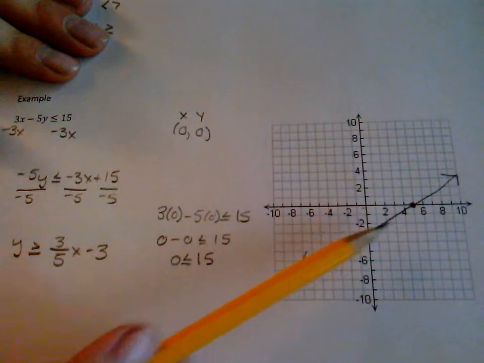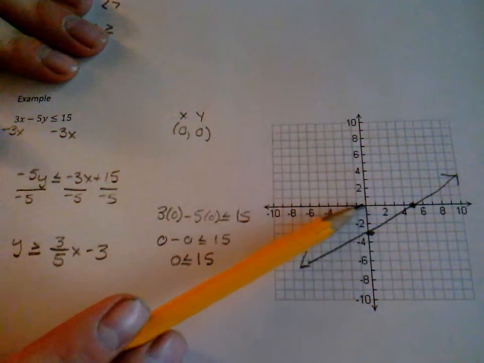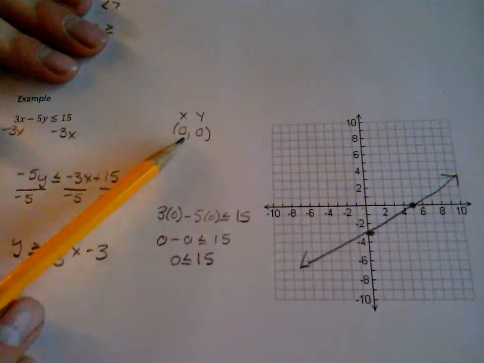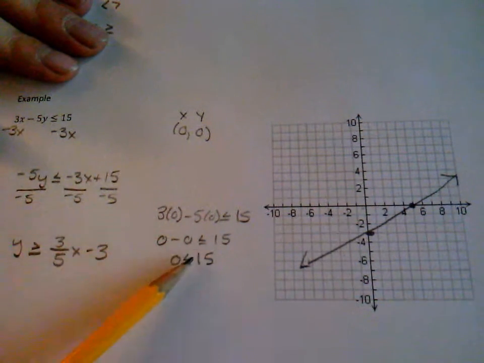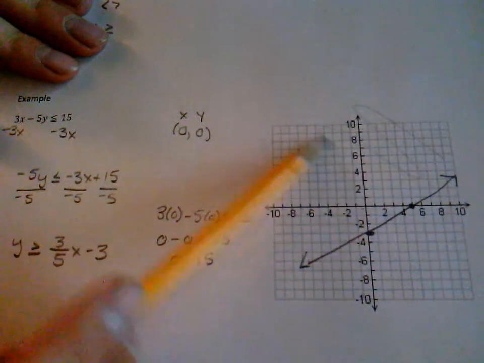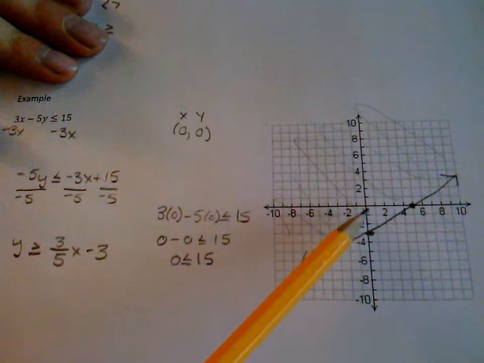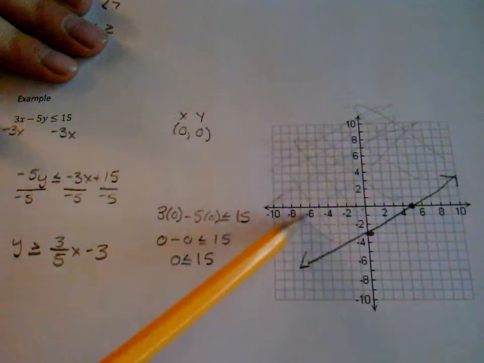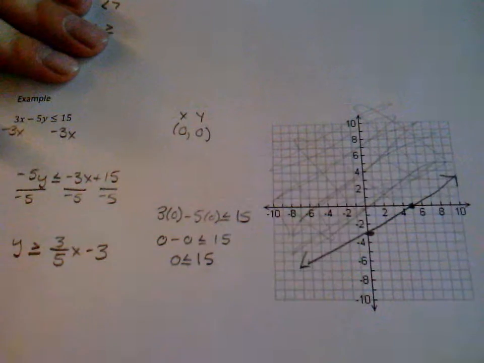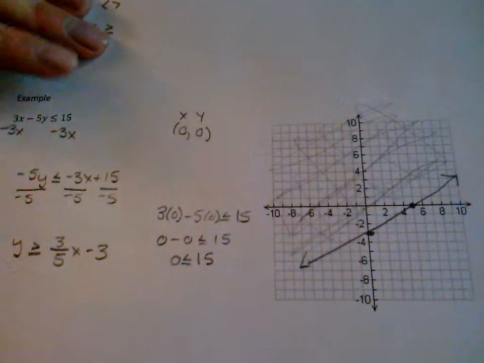So we notice this is the line. This is the half that the origin lies in, the little test point we use. This is the half it doesn't lie in. This is a true statement, so we're going to shade the side that contains it, meaning this side which holds the test point. It has the test point, so I'm shading the side that has the test point. Go on to the next one.